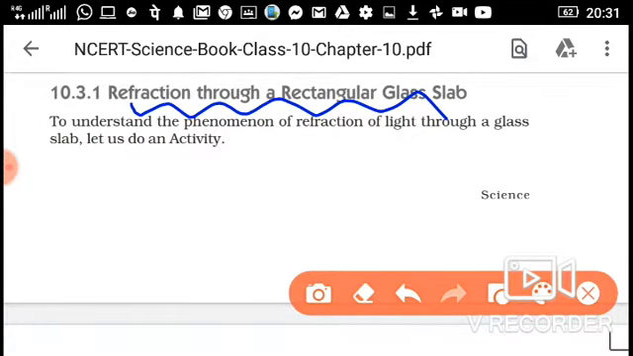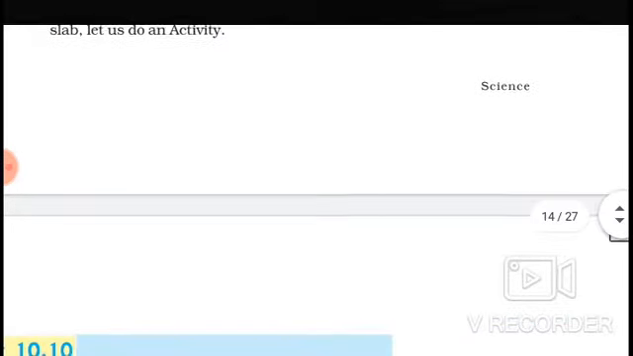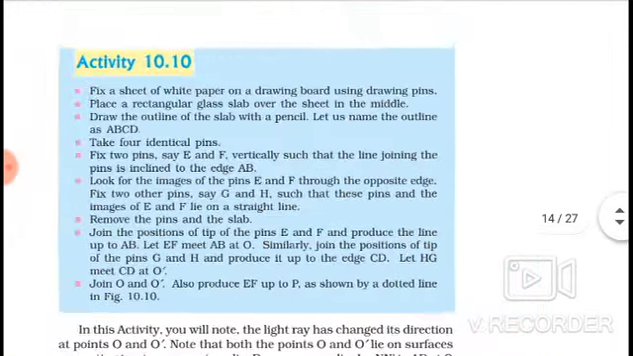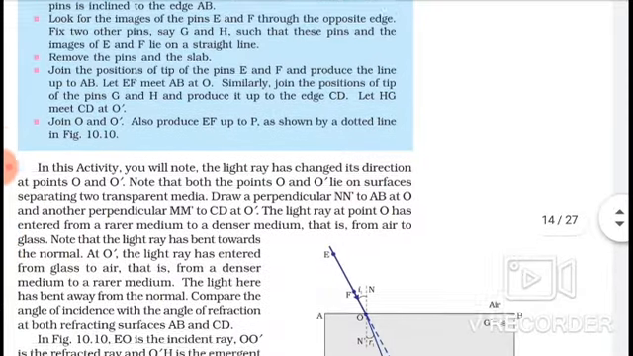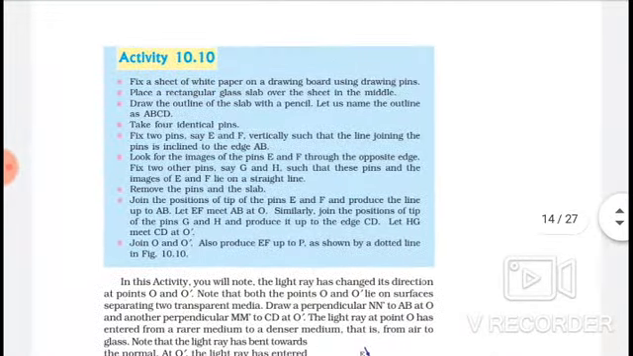तो यहाँ क्या precautions हमें लेना है, क्या conclusion हमारा होगा, क्या result हमारा इस एक्टिविटी का होगा, तो हम वो सारे पॉइंट्स कवर करेंगे. So you see this is the activity 10.10 and here one figure is also, this is the figure.